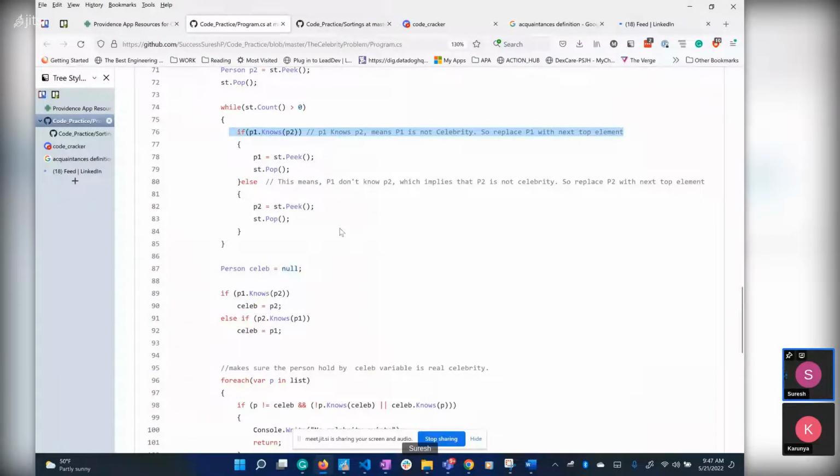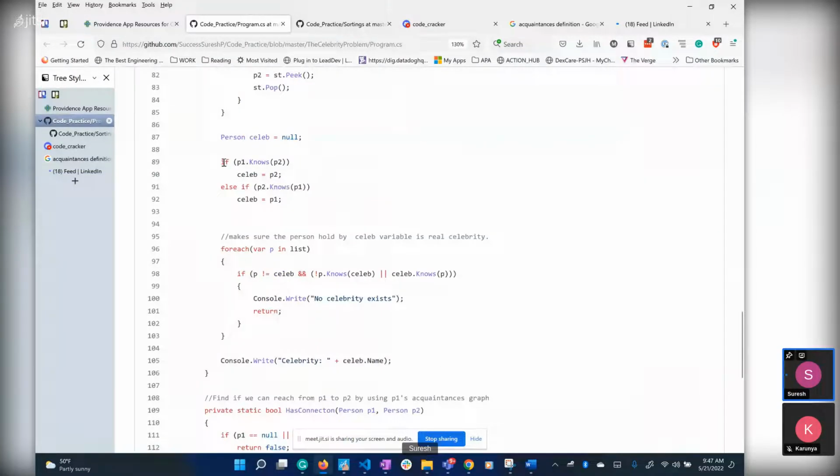Anyway, so you're following, right? At the end of this loop, we will have two chairs, P1 and P2, two variables. So now we need to find the celebrity. Here is the celebrity variable. Finally there are two people, and if P1 knows P2, that means P2 is celebrity because there are no other nodes. Else, if P2 knows P1, that means P1 is the guy who is known by everybody, so P1 is celebrity.